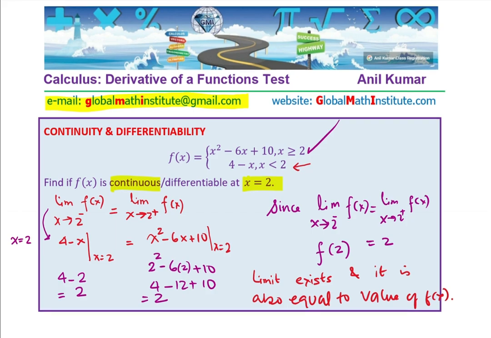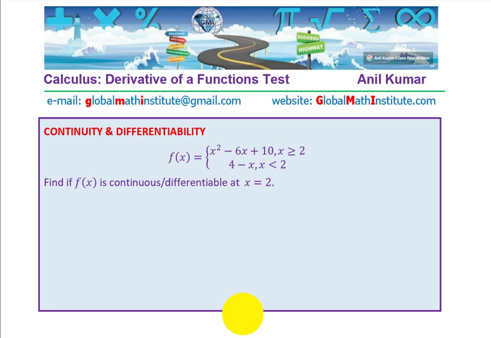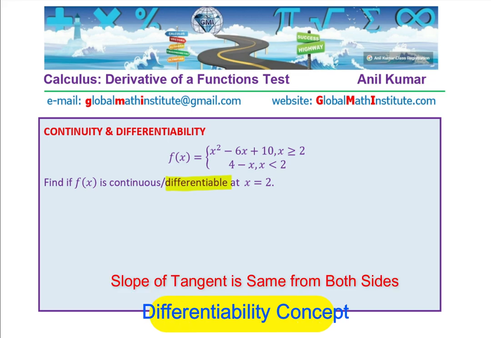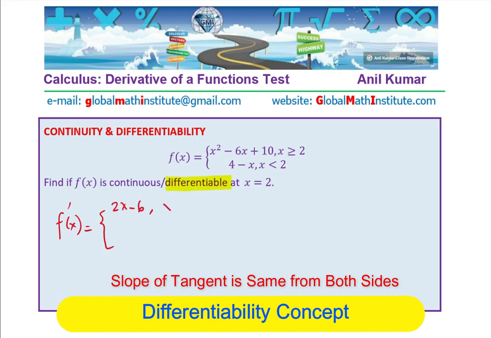Perfect. So let's move on and see part 2, where we are looking into differentiability of this particular function. So let's find the derivative of the function. The function is given to us. Let's write down the derivative. The derivative for x greater than or equal to 2 is 2x minus 6, and it is equal to minus 1 for x less than 2.